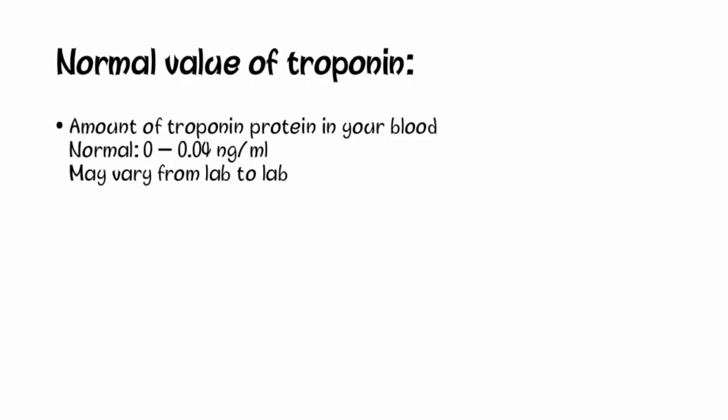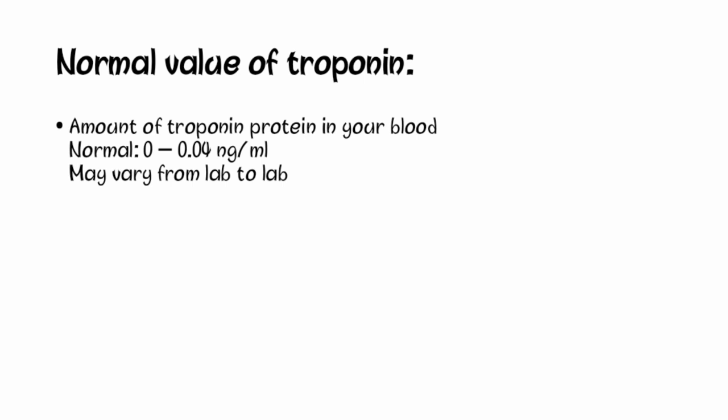Then the normal value of troponin. Laboratories measure the amount of troponin proteins in your blood, and the results of the analysis are expressed in nanograms per ml or nanograms per liter. Although normal troponin levels vary from lab to lab, it is generally accepted that the normal value is below 0.04 nanogram per ml. So it means the normal range is from 0 to 0.04 nanograms per ml.